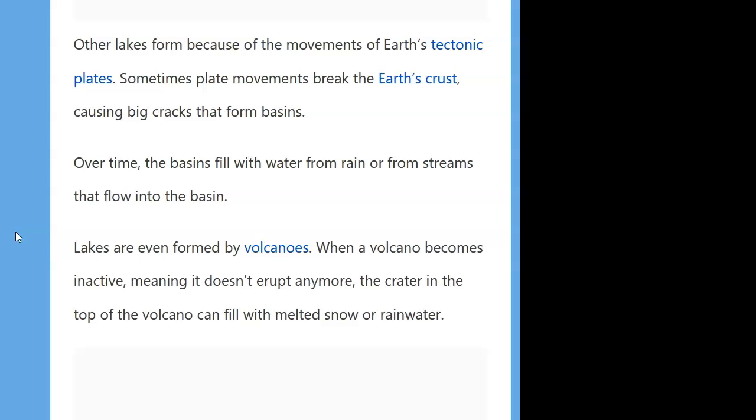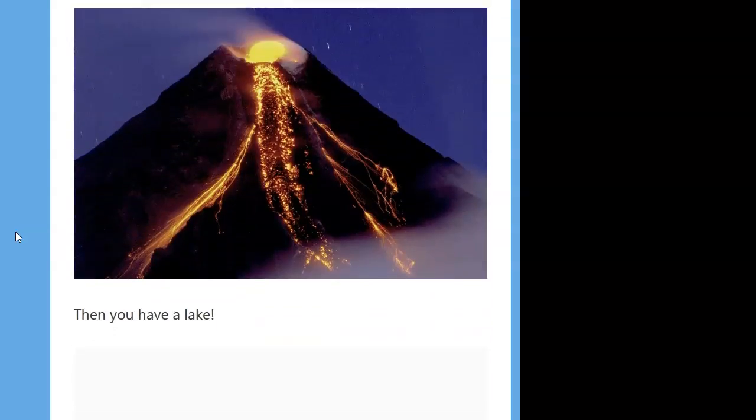Lakes are even formed by volcanoes. When a volcano becomes inactive, meaning it doesn't erupt anymore, the crater in the top of the volcano can fill with melted snow or rainwater. Then you have a lake.